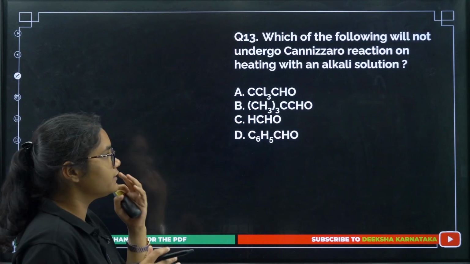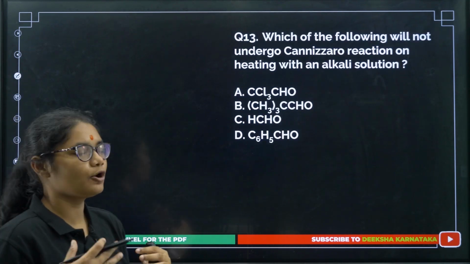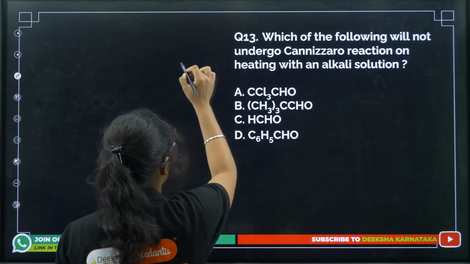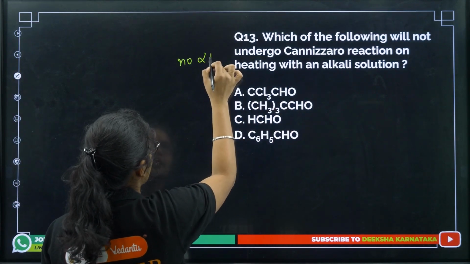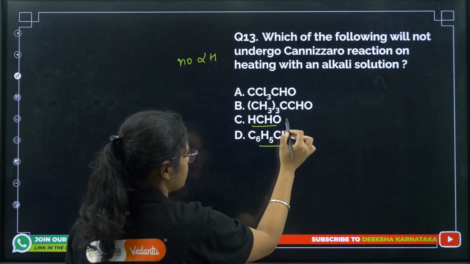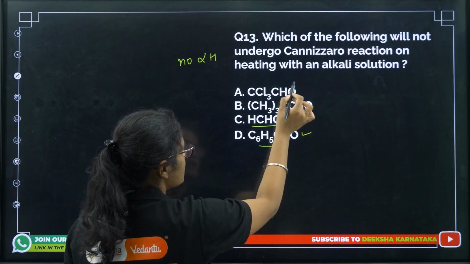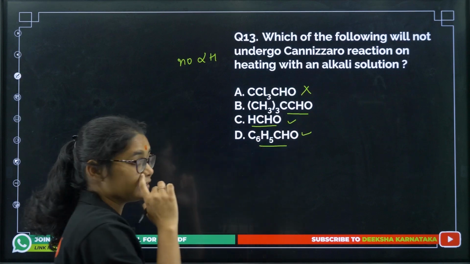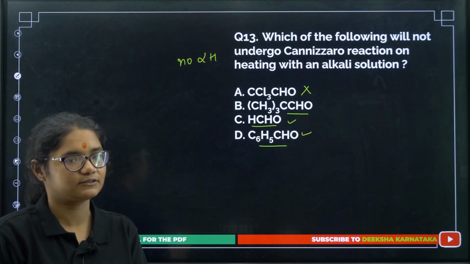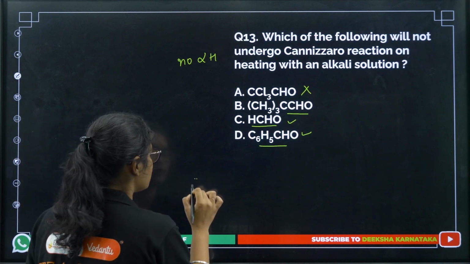Now, which of the following will not undergo Cannizzaro reaction on heating with alkali solution? If you remember the condition for Cannizzaro reaction, there should be no alpha hydrogen, right? If you see here also, no alpha hydrogen, but we know these two will undergo. This compound does not undergo Cannizzaro reaction, even though it doesn't have the alpha hydrogen, because of this thing.